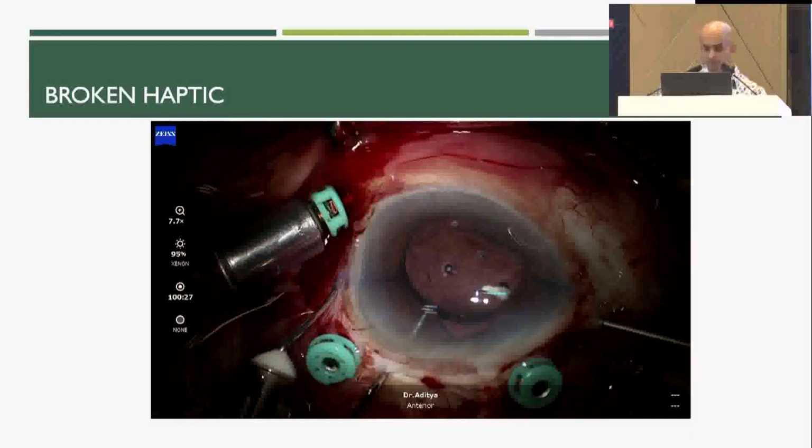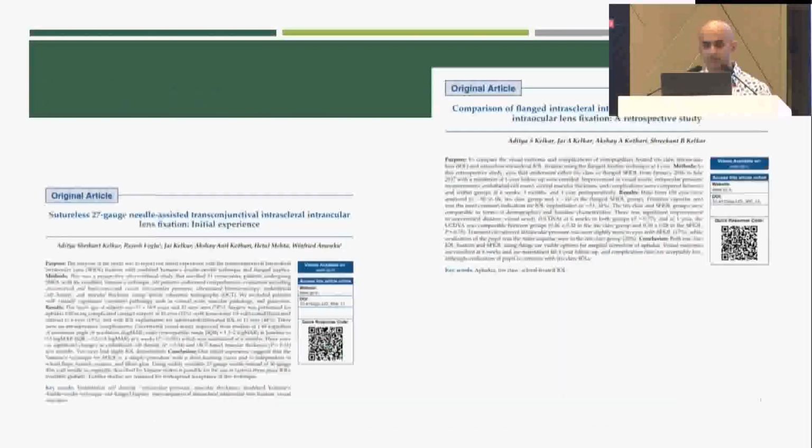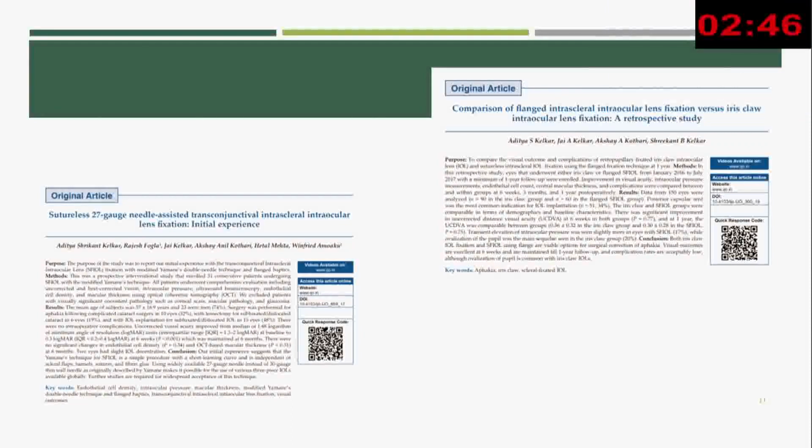So be aware of these situations, and I'm sure we have tried to compare various scleral fixated IOLs. We've not found much of a difference, including iris claw versus SF IOL. Of course, the ovalization of the pupil is an issue with iris claw IOLs.